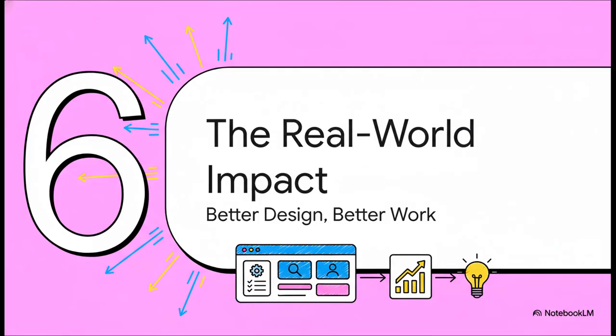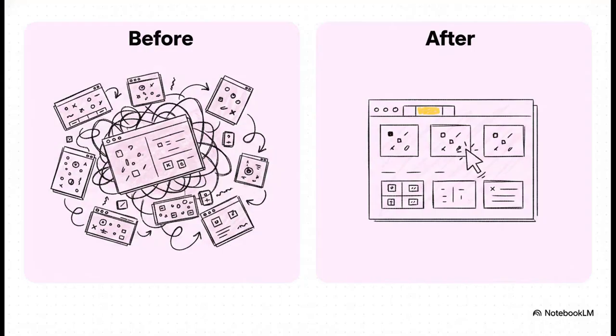Okay, so let's pull the camera back now and look at the real payoff here. What does all of this actually mean for the person who has to use this application day in and day out? Honestly, the difference is like night and day. In the before world, you have information scattered all over the place. Users are forced to hunt and peck and click around, just wasting time trying to find things. But in the after world, with a simple tab layout, everything is organized. The most important information is just one click away. And that translates directly into people being more efficient and less frustrated.